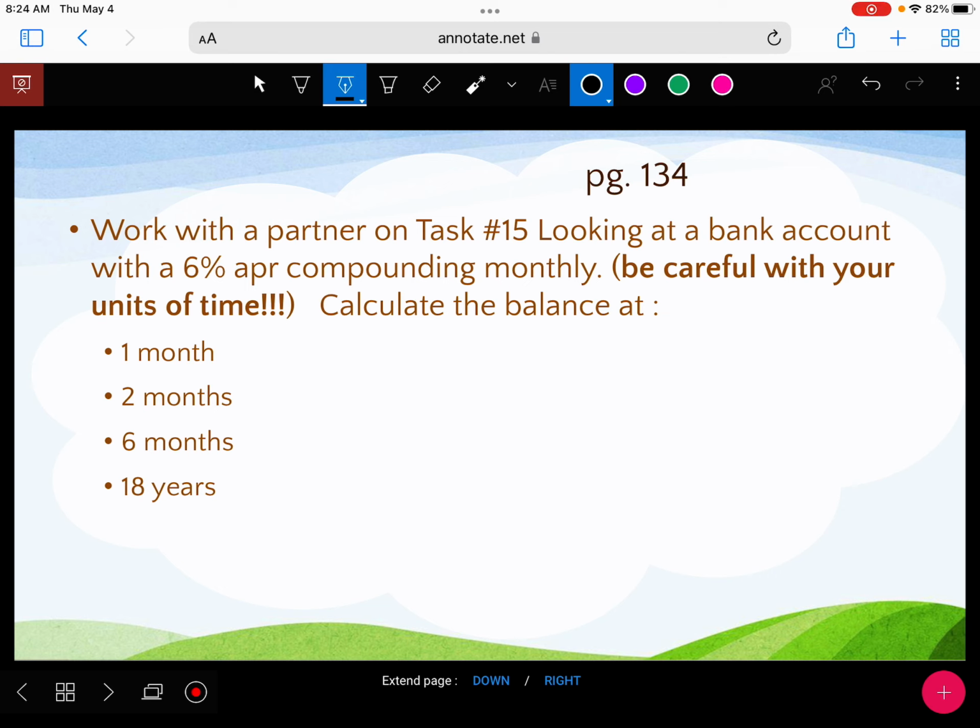Just 1 month. Yeah, since you're calculating it monthly, and we're talking in months, that works. Okay? Yeah, very, very similar, but be careful with your units of time. And they're adding more money each month too. So it's a little bit different, but.